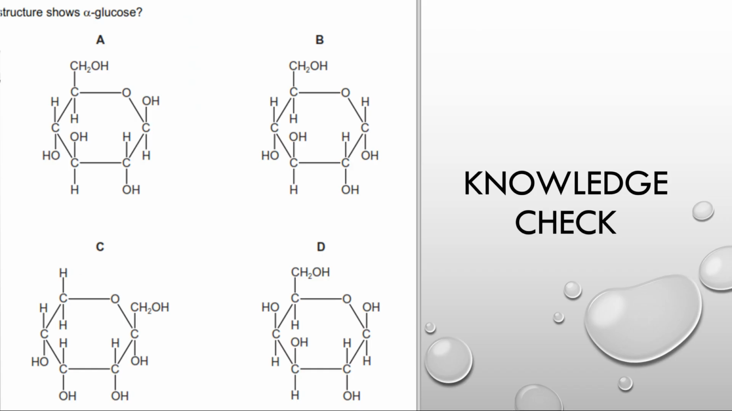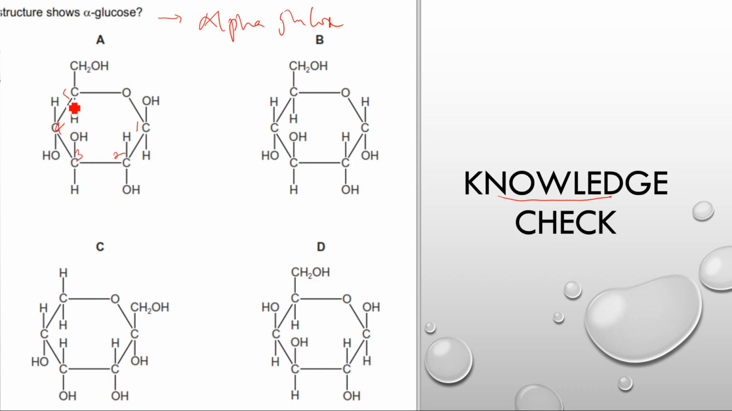So these are the glucose structures. Let's go to the next. Now this is a knowledge check. Let's check what you got. Which of these structures shows alpha glucose? Remember this is carbon one, two. Pause the video and try it.